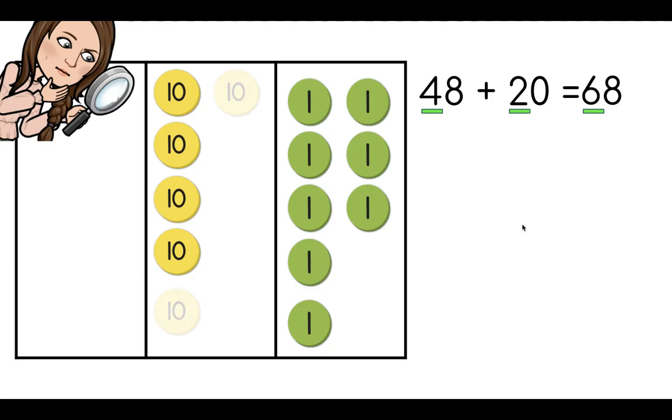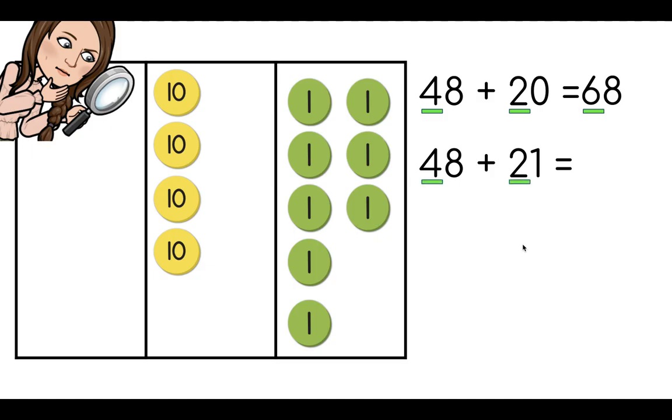Let's add those 2 groups of 10 and check our answer. Adding 2 groups of 10 gave me 6 tens and 8 ones. 68 is 6 tens and 8 ones. We were correct. Let's reset. Now I want to add 21. I'm starting again with 48. And this time I'm adding 2 groups of 10 and 1 one.